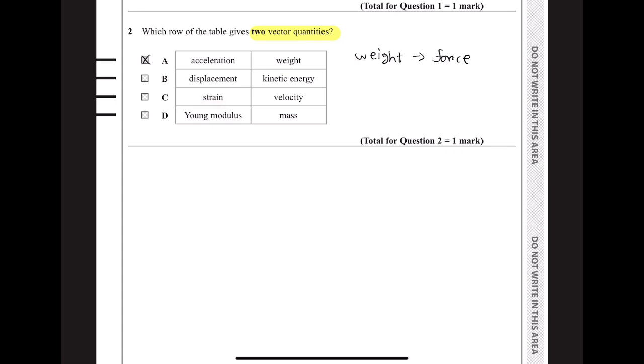Option C talks about strain and velocity. Strain is simply change in length by original length. So strain is a scalar quantity and velocity is a vector quantity. Option D talks about Young's modulus and mass. Young's modulus is a material property of a substance. Young's modulus is a scalar quantity and mass is also a scalar quantity. So the answer is option A.